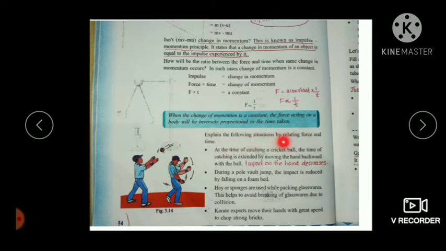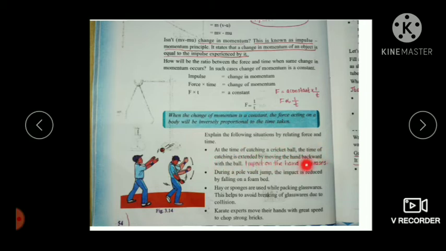Explain the following situations by relating the force and time. So by using this relation, we have to explain these situations. From this, what we can understand is, whenever the time increases, the force decreases. If T increases, then F decreases. That is inversely proportional.